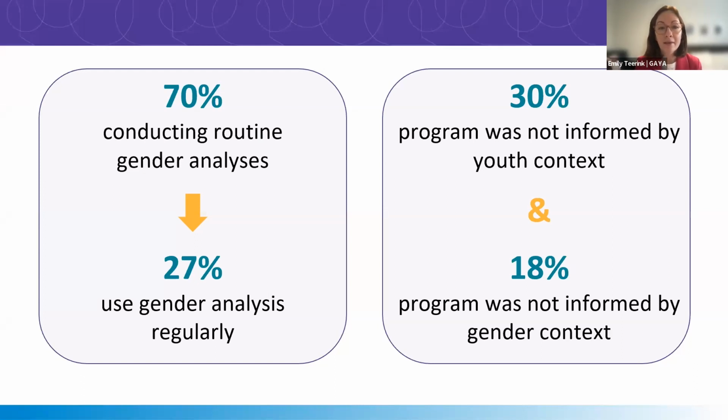One of these key barriers is that implementing partners collect data on gender and youth age groups, but do not necessarily use their data to fully inform program activities. While 70% of survey respondents reported conducting routine gender analysis in program planning, only 27% of respondents use their gender analyses regularly. This suggests that while gender analyses are being conducted, the findings are not always used and fed back into programming. Furthermore, 30% of survey respondents reported that program design and implementation was not informed by the situation of youth in the local context. And 18% of respondents said gender equality data was not taken into consideration.